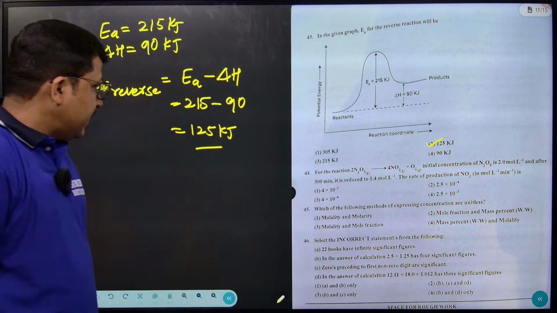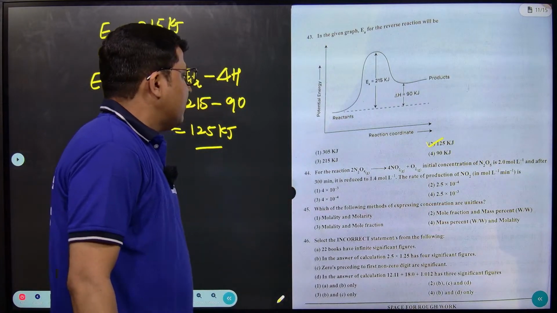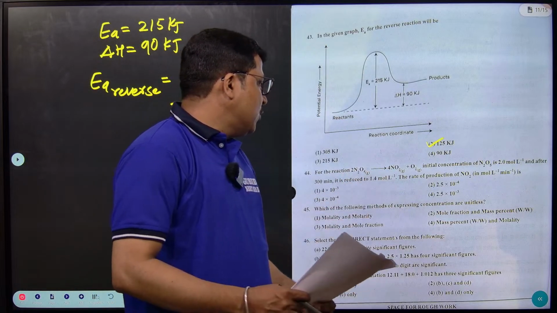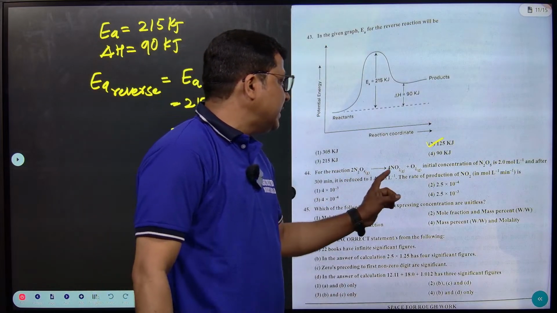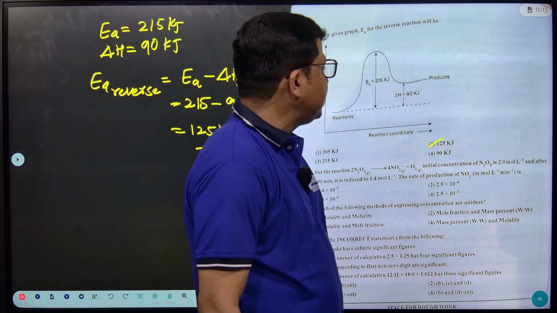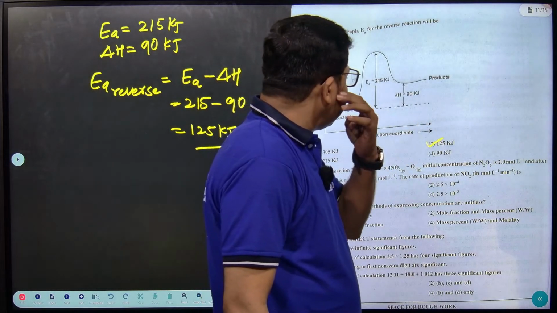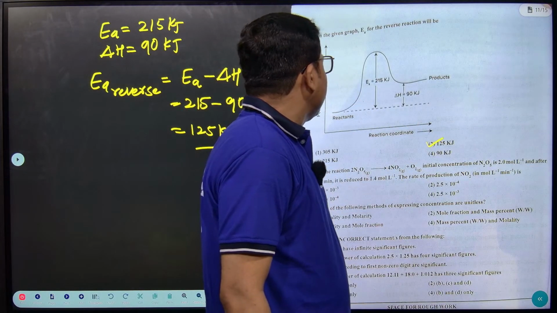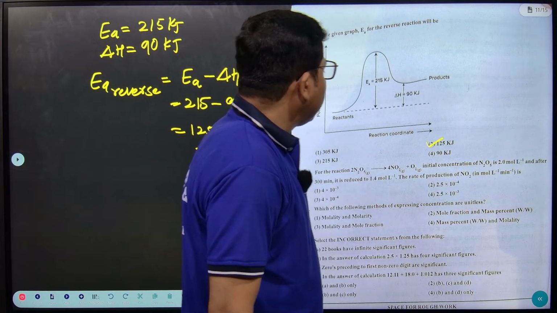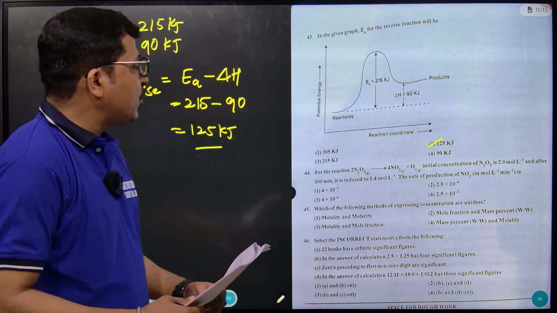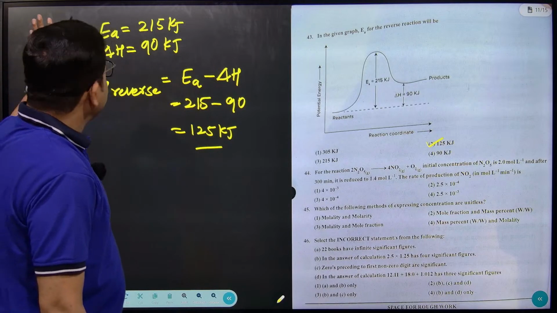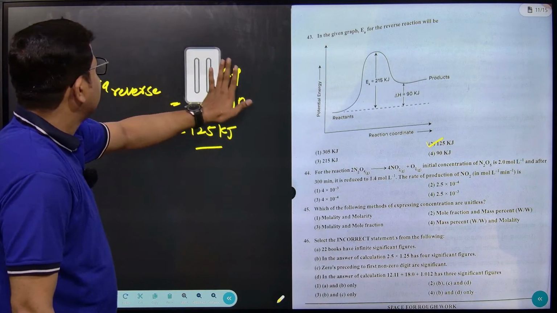Yes, in the 44th question, for the reaction 2N2O5 gives 4NO2 plus O2, the initial concentration of N2O5 is 2 moles per liter, and after 300 minutes it is reduced to 1.4 mole per liter. The rate of production of NO2 in mole per liter per minute is asked.